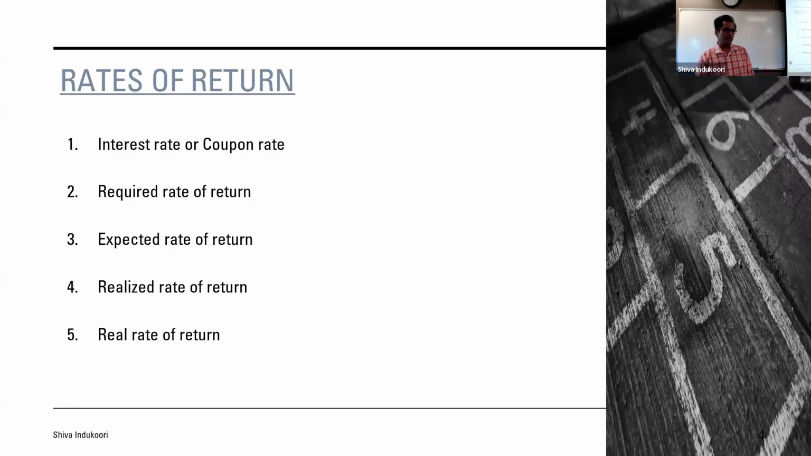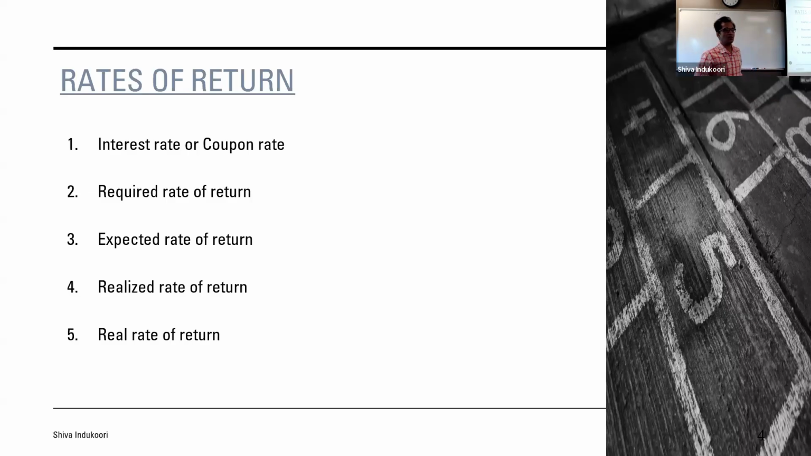Then the realized rate of return. Expected is the promise, what you will get in future, and realized return is what you get. A company's CEO may say in its annual board meeting, next year we are going to give 100% dividend. That is promised. But after 1 year, you will know whether you got 100% or more than that or less than that. That's what we mean by realized rate of return.